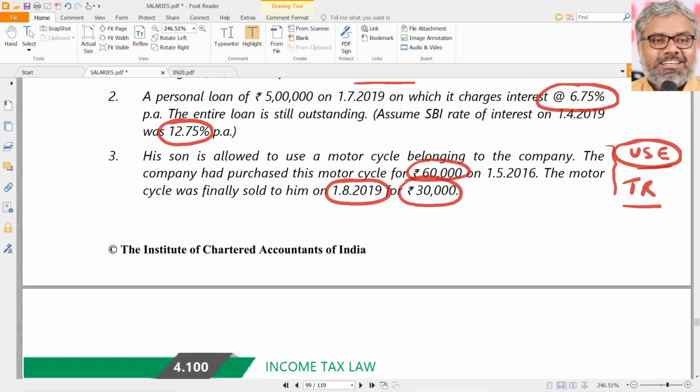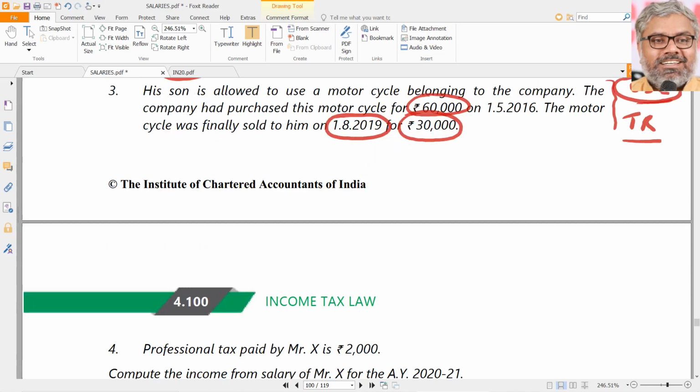Transfer again you have to calculate separately. It is motorcycle, not motor car. So understand that also carefully. Motorcycle falls in the other category. 10% straight line method. So 1/5/2016 to 17, 17 to 18, 18 to 19. 3 completed years of usage. 10% per annum straight line method means 6,000 per annum. 3 years means 18,000. So 60,000 minus 18,000, depreciated value will be 42,000. Sold for 30,000 means 12,000 is the taxable value of perquisite. So 2,000 for use, 12,000 for transfer.